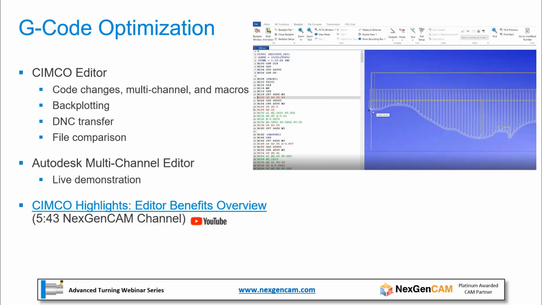There's also backplotting. There's DNC transfer, which is one machine at a time, where you can send your code out to the machine and back. And then also file comparison to see, what's actually happening on your code. You thought you programmed it this way, but how did it actually come together on the machine, and comparing that.